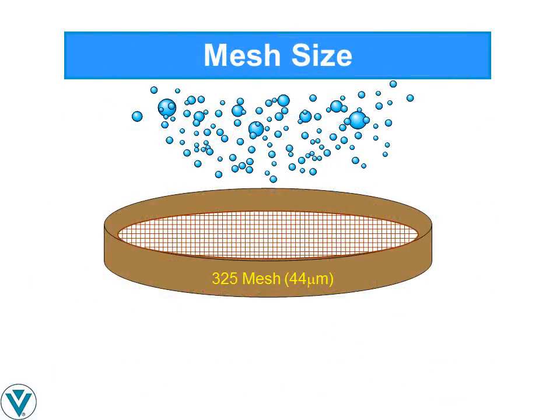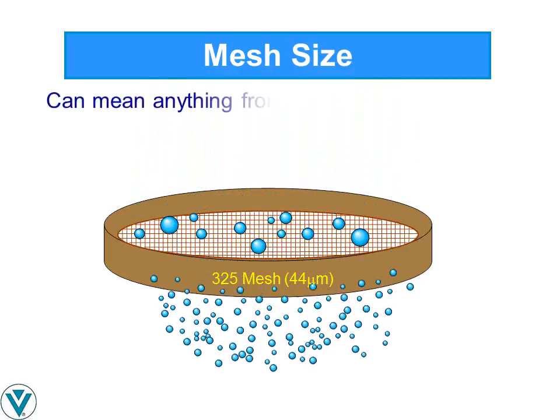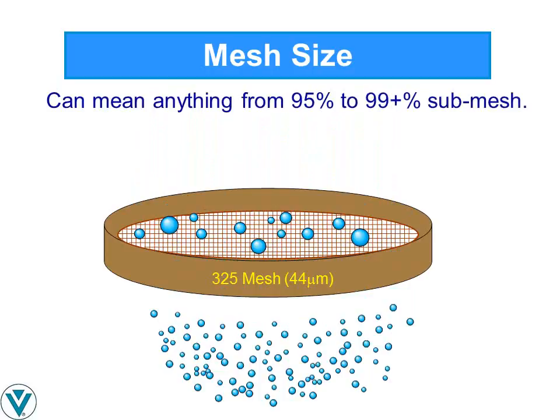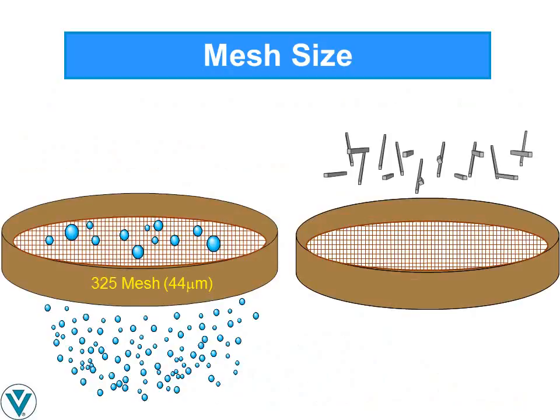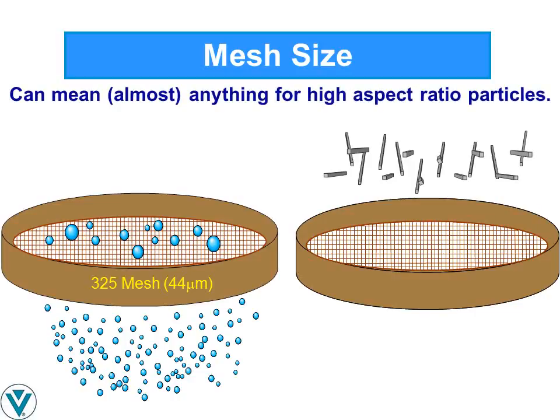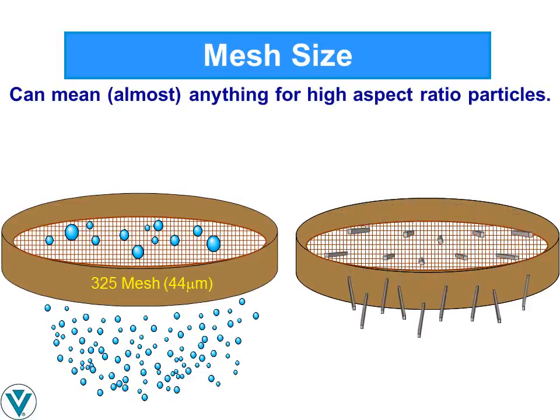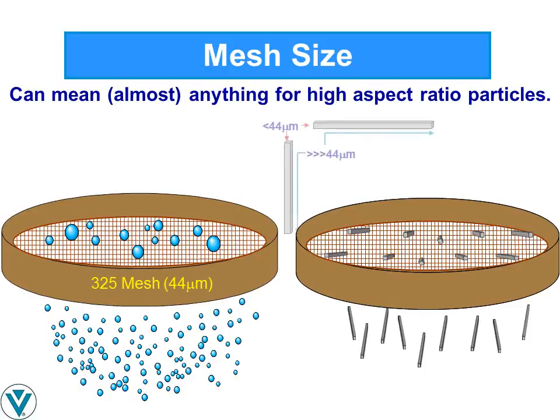Fillers are often sold according to nominal mesh size. This can mean anything from 95% to 99+% through the indicated mesh. Mesh size indicates nothing about the size distribution of the oversized particles or the undersized particles. As with the data from automated particle size analyzers, mesh size of minerals with very different shapes will not necessarily be directly comparable. High aspect ratio particles, in particular, can be a challenge because a particle considerably longer than the mesh opening may pass through easily if its short dimension is smaller than the opening. At best, mesh size provides a rough relative comparison.